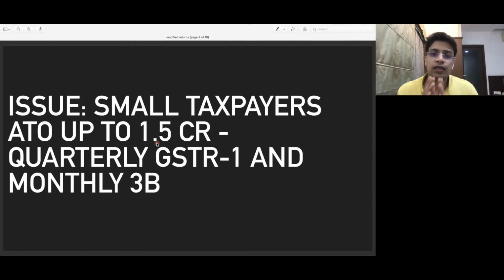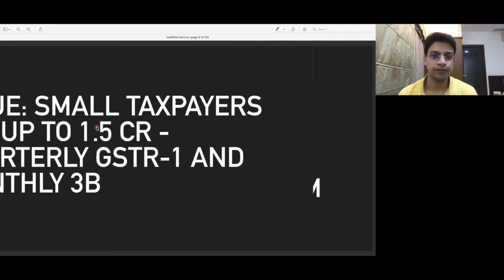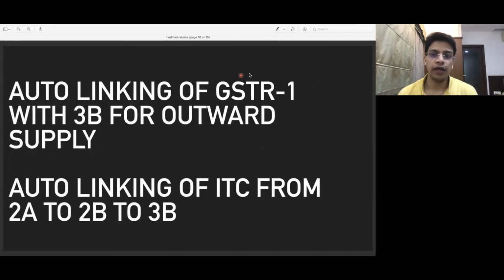Now, how the reconciliation or transfer of data or auto-population of data between 1 and 3B will be done in this scenario? So the issue is, when the small taxpayers are filing the quarterly returns of GSTR1 and monthly returns of GSTR3B, how the auto-population will be done is a big question mark. Auto-linking of GSTR1 with GSTR3B for outward supplies.